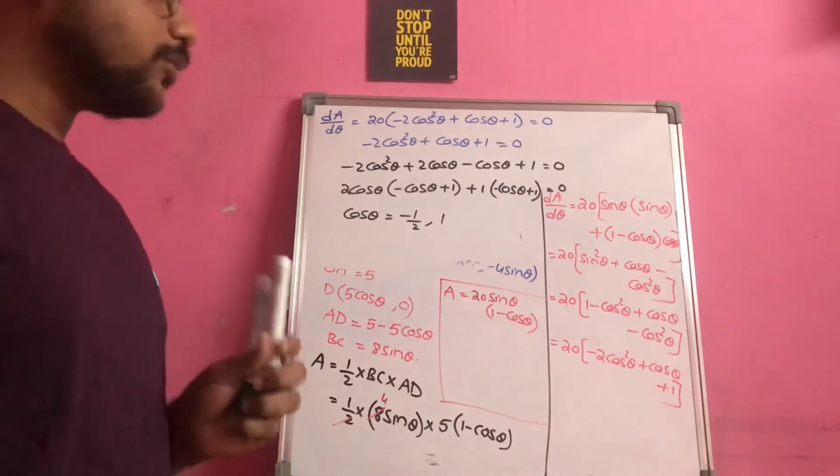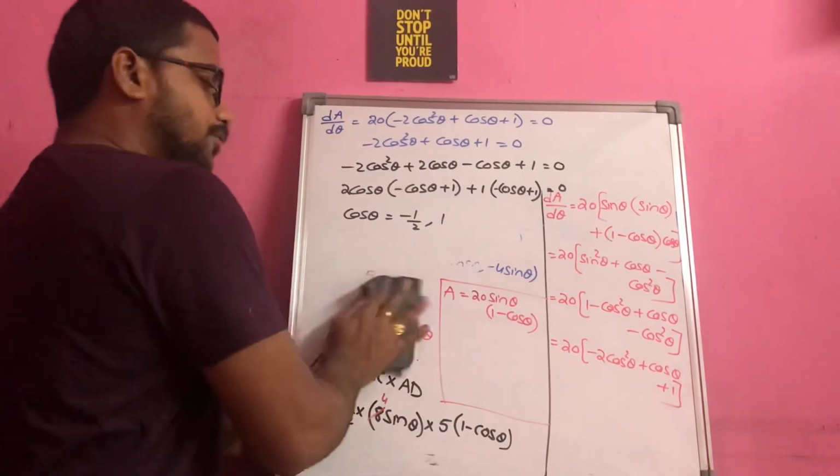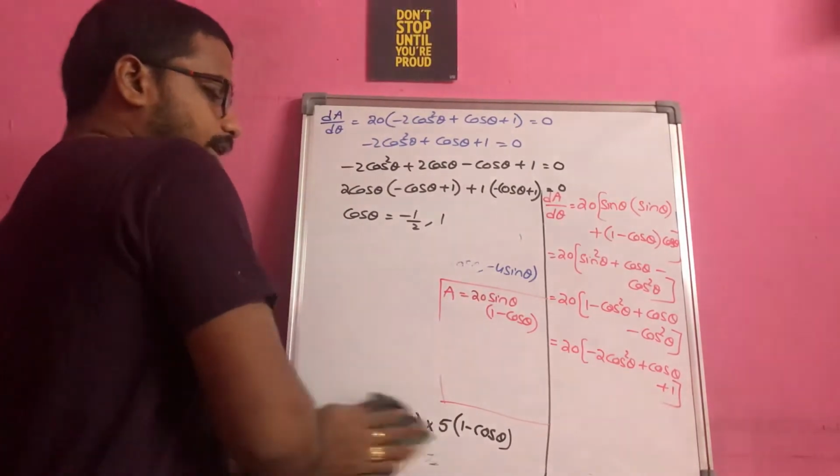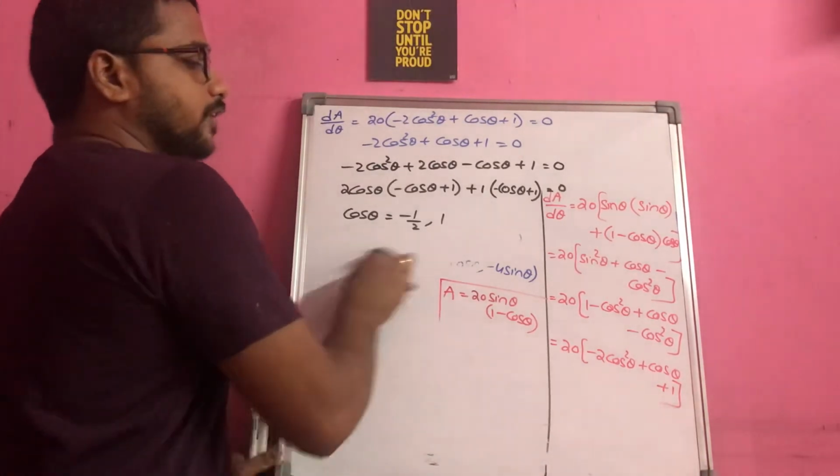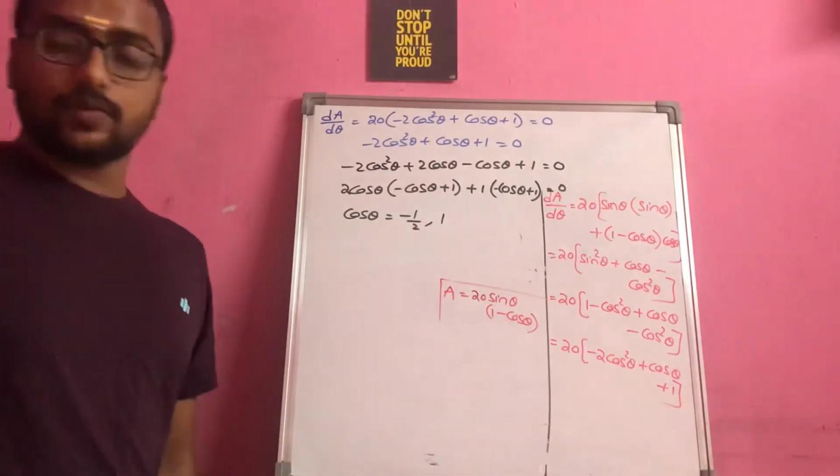So now you should be very clear here. Before eliminating any particular value, you should have a valid reason for why we are eliminating so and so value.